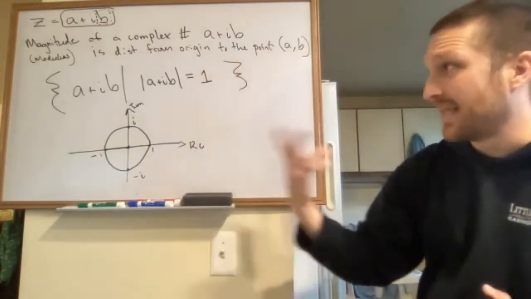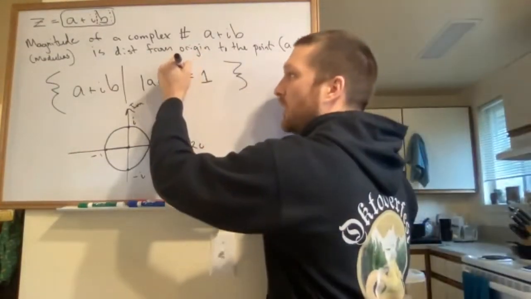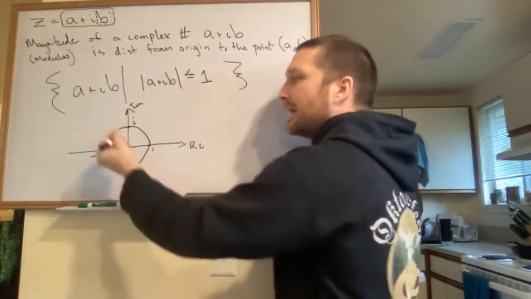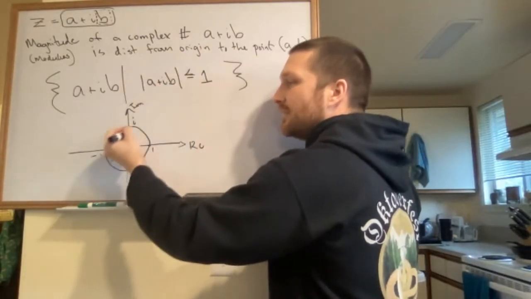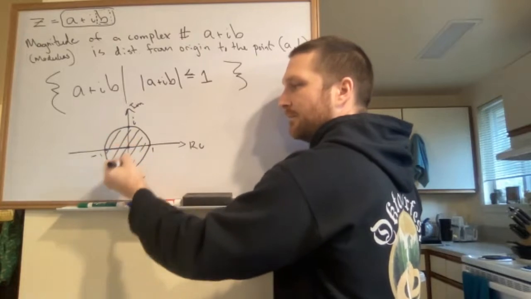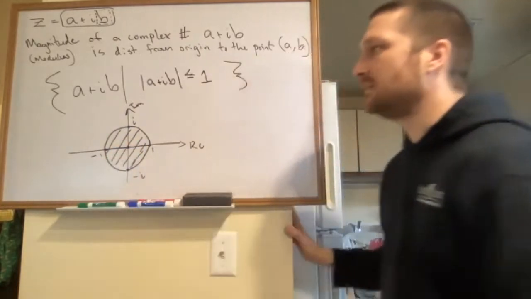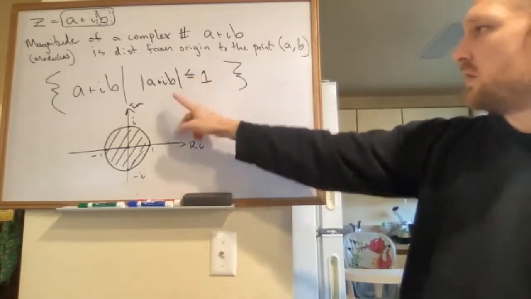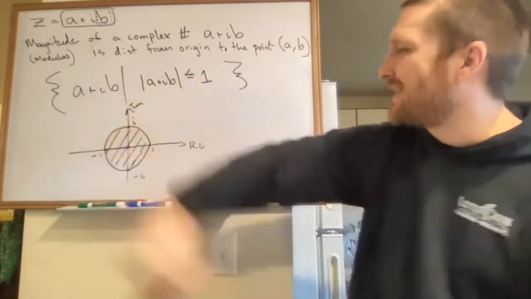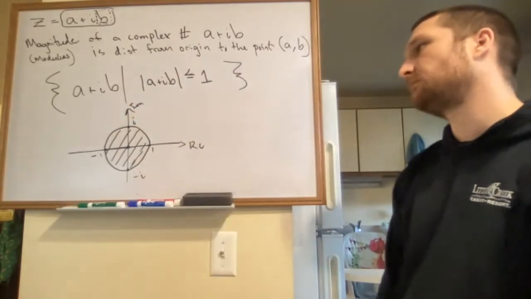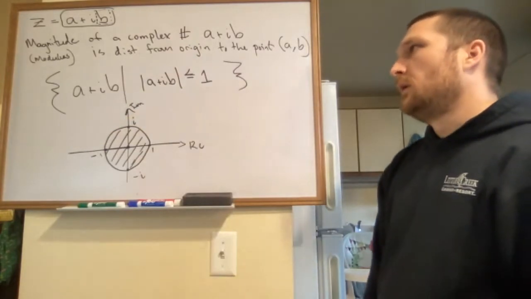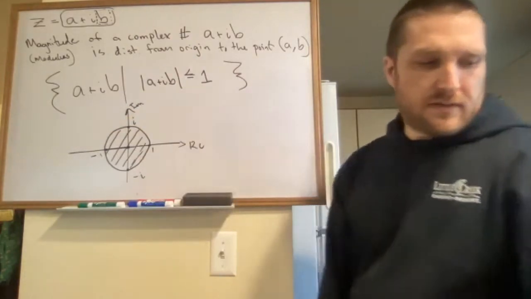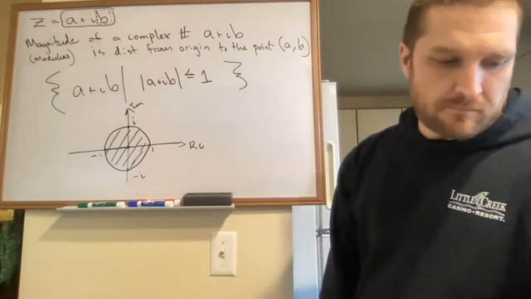If I said less than or equal to 1, then I would be talking about the interior of this circle right here. If its absolute value is less than or equal to 1, it's everything inside that circle. And that's really all there is to section 7-8.